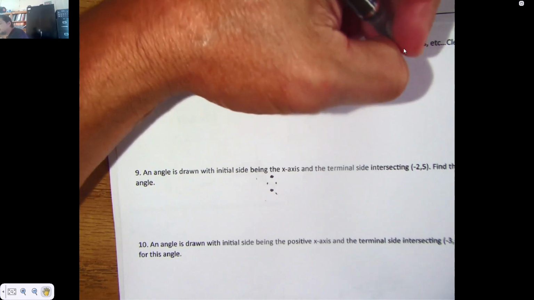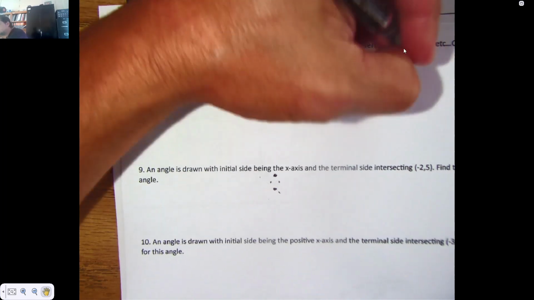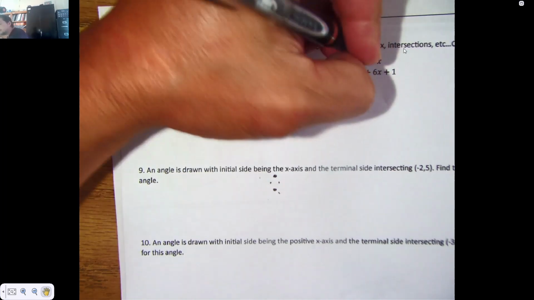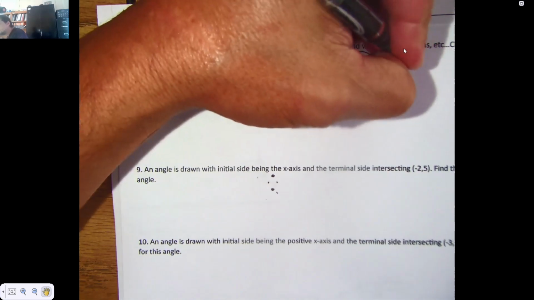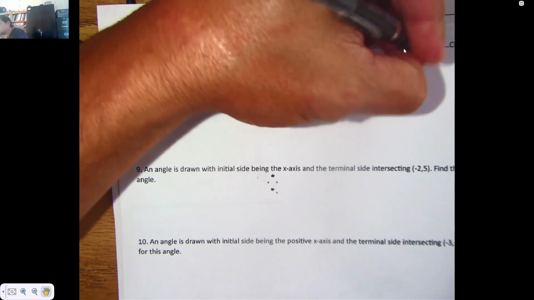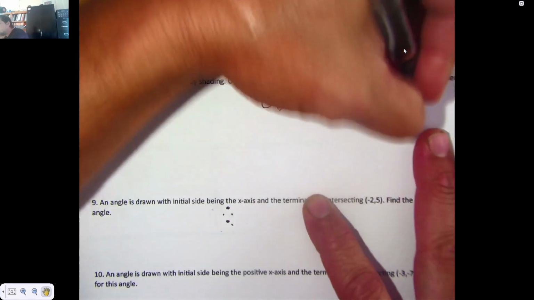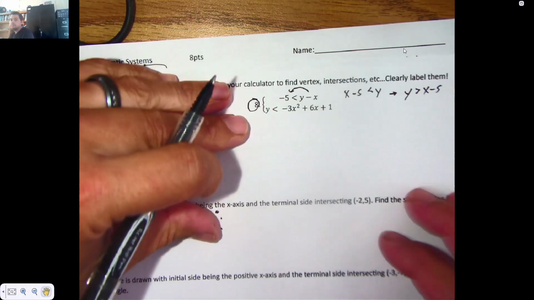The first thing you're going to have to do on 8 is move this guy over here. So that says x minus 5 is less than y. And you might want to think about that saying y is greater than x minus 5. All right? We're going to use our calculator to draw this thing. And this one's fun.